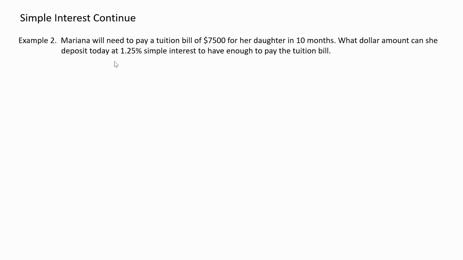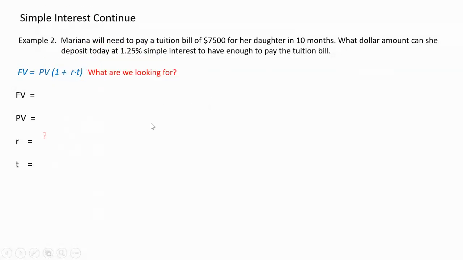Okay, now what formula should we use? So check this out, guys. So we're going to use this one here, okay? Because here, Mariana will need to pay a tuition bill of 7,500 in 10 months. So this is the future value, right?